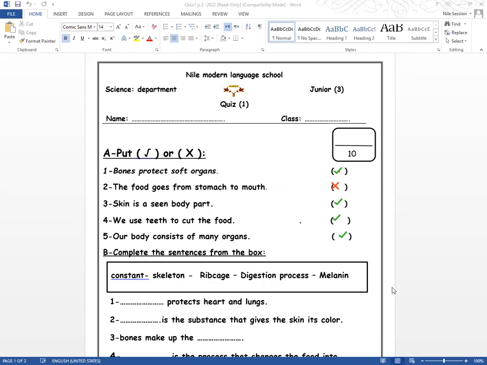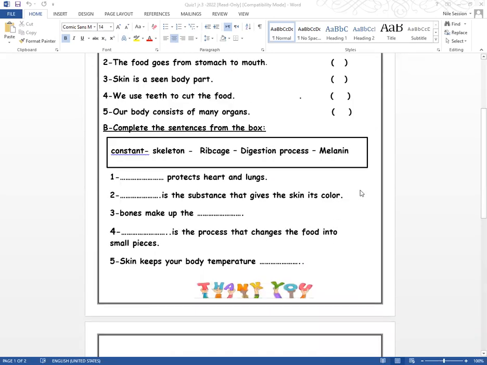Okay, jr.3. After that, we have a box and we will complete the sentences from the box, okay? We have number 1 word constant. The second word skeleton, and after that rib cage, after that digestion process, and the last word is melanin. Let's start to solve.